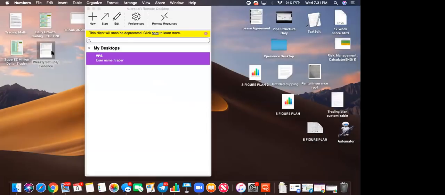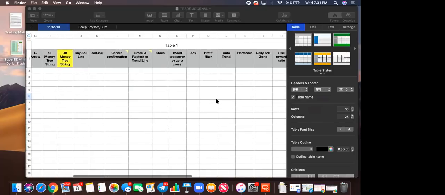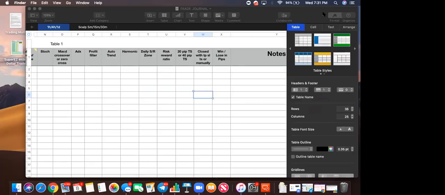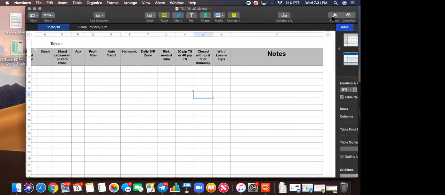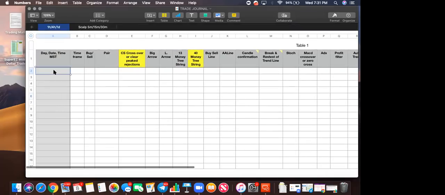So that was my weekly setup sheet. Of course, you can have a trade journal. This one's blank because I didn't want that info in here. I think Jennifer actually created a much prettier one than this. I gotta move the Zoom stuff out of the way. But this will tell me what pair it was, right? The time frame that I took that analysis on, buy or sell, the pair.